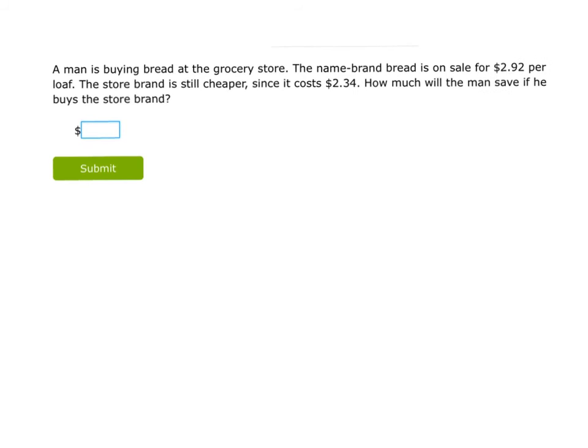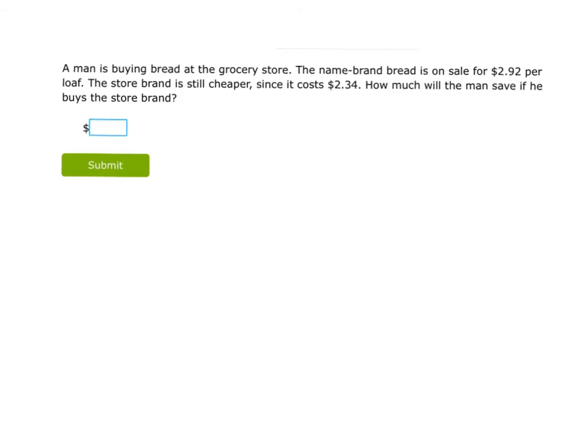All right, so we have a man buying bread at a grocery store. The name brand is on sale for $2.92 per loaf. The store brand is still cheaper since it costs $2.34. How much will this man save if he buys the store brand? So you're just taking one number and you're either adding or subtracting the other number. Well, in this case, it wants to know what the difference is. So how much will he save?